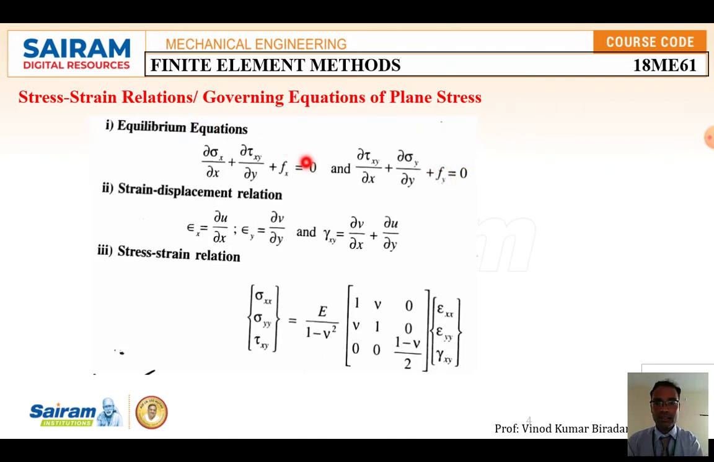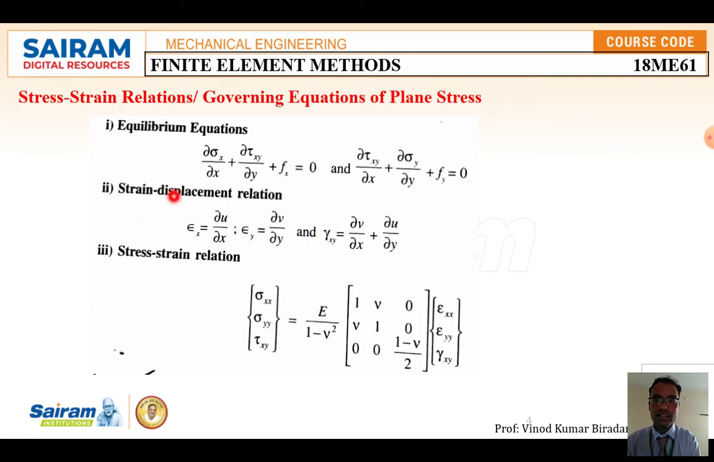The second one is the strain displacement relation. This is also very important. Here there will be two strains, along x and y. The strain along the x direction is epsilon x equal to dou u by dou x, and the strain along the y direction is epsilon y equal to dou v by dou y. The combination of these two is the shear strain gamma xy, equal to dou u by dou y plus dou v by dou x.